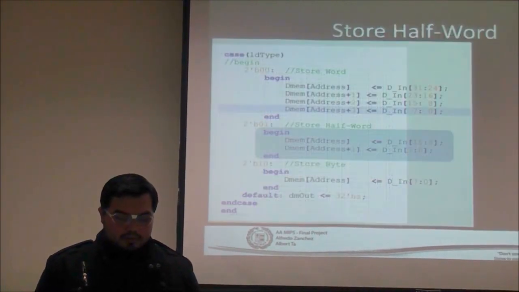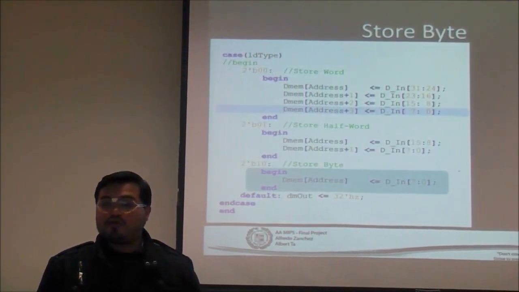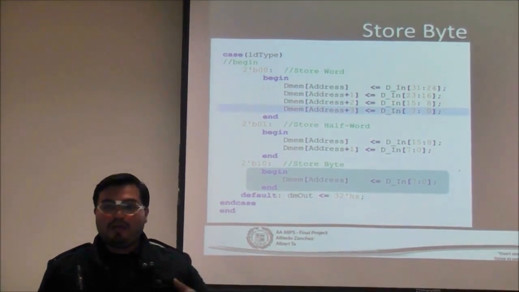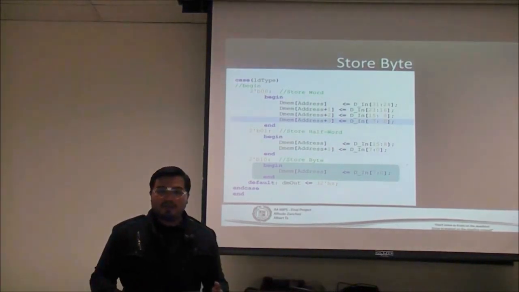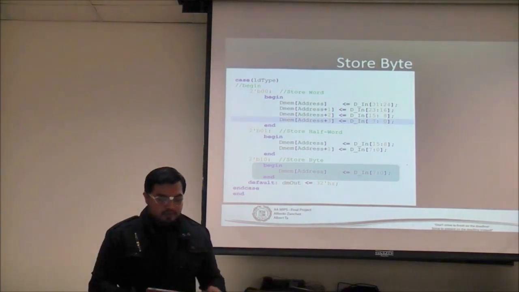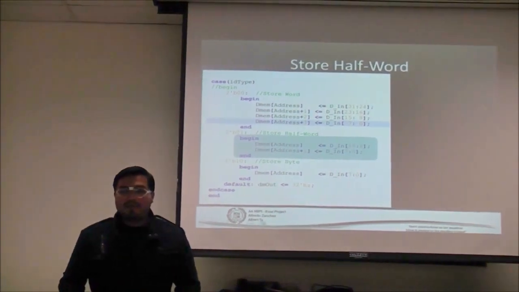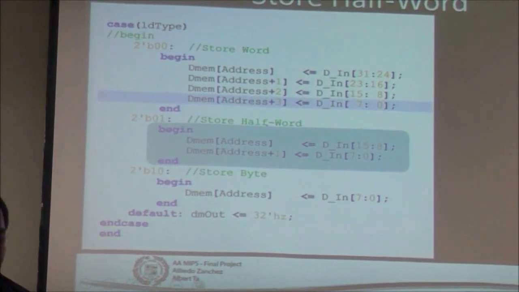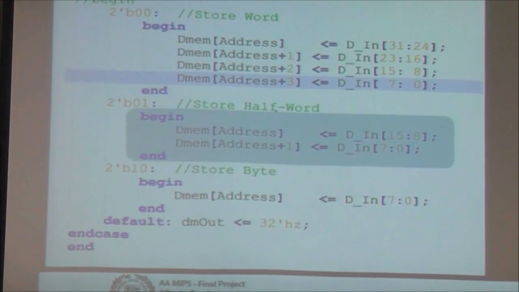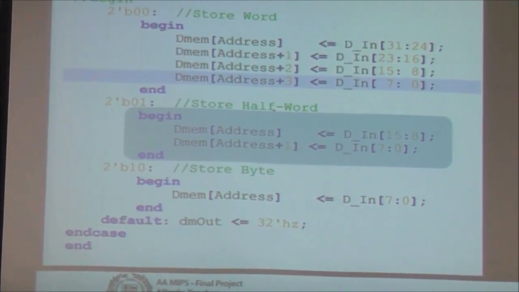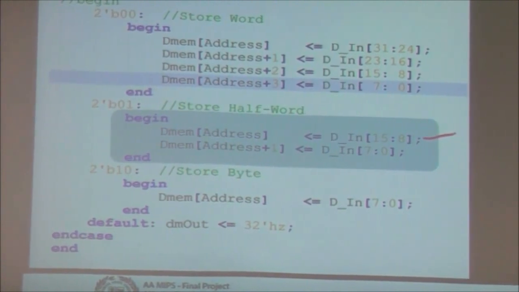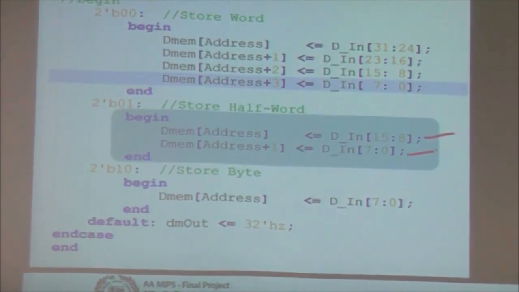The store byte. The beauty about storing a byte is that it's byte addressable, so we don't have to worry about the remaining 26 bits. Whatever address you tell it to store at, it stores it right there. For the store half word, the same concept applies. Since it's byte addressable, you just have to reference the big endian format. 15 to 8 will be stored in the least significant address, as shown right here, and 7 to 0, which is the least significant byte, is stored in the most significant address.